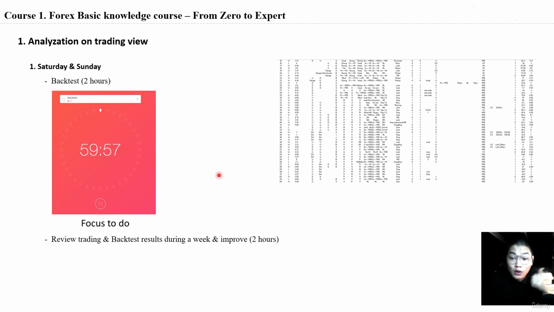And how can I backtest? I already guided you in the last video. And normally when I backtest, I use one application to make it easy to control the time, like the focus to do. You can download it on the app store. And when I backtest, I will record the data.